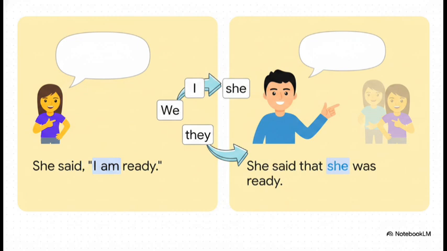In direct speech, she speaks for herself using the first person: "I am ready." But when reporting it, we are speaking about her. So the pronoun "I" transforms into "she" to match our perspective as the narrator. It completely strips away the original speaker's direct voice and integrates their thought fully into our own sentence structure.